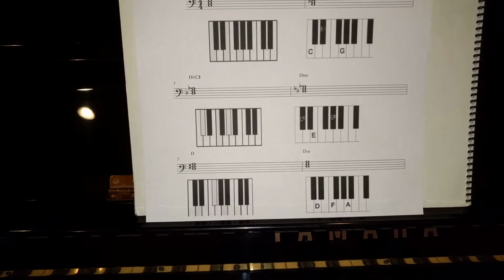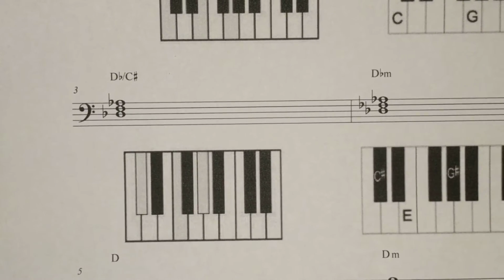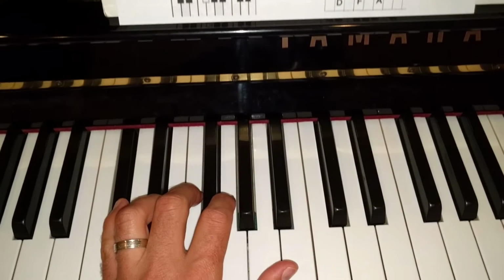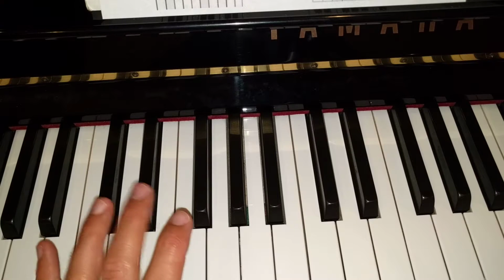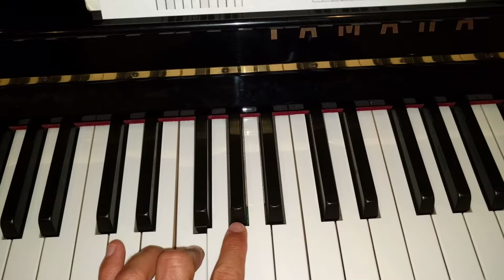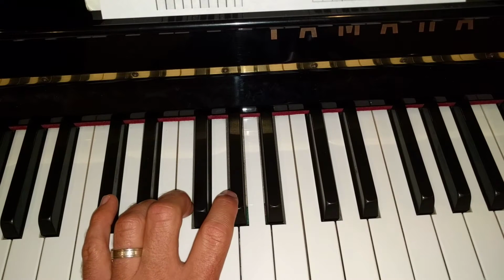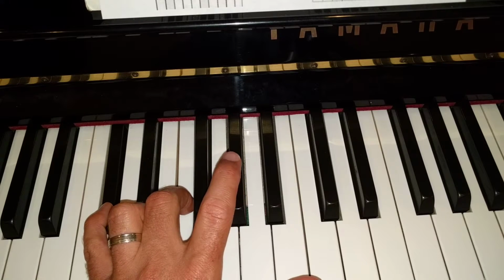Moving down to this D flat chord. So D flat or C sharp. But the D flat chord, the root note is D flat. We know the D flat scale, so the third note of the D flat scale is F. And the fifth note of the D flat scale is A flat. So a D flat chord is D flat in the root, F, and A flat.